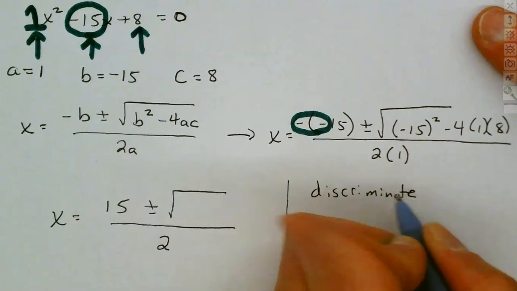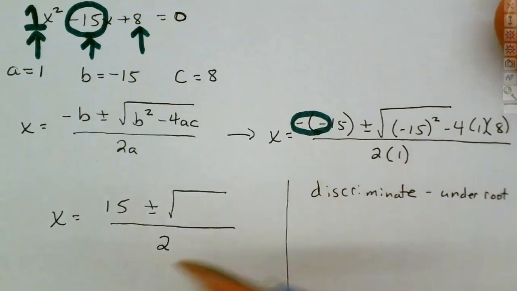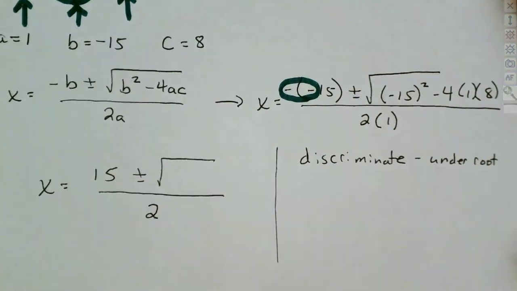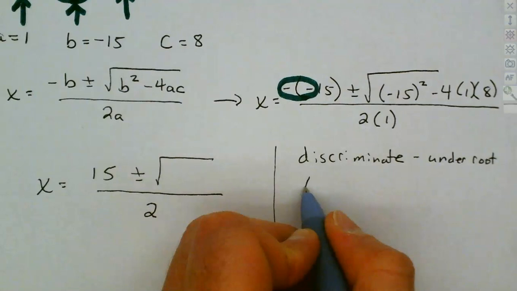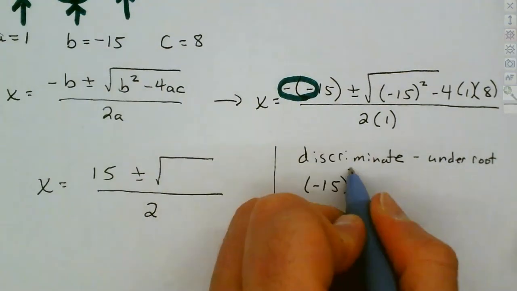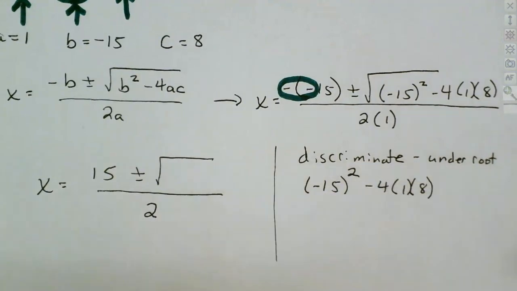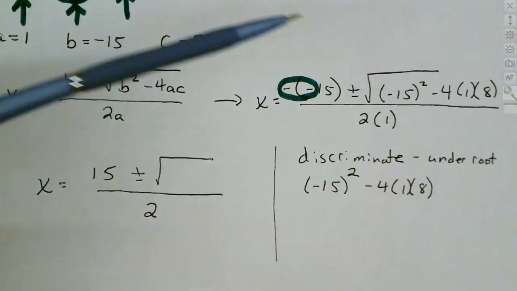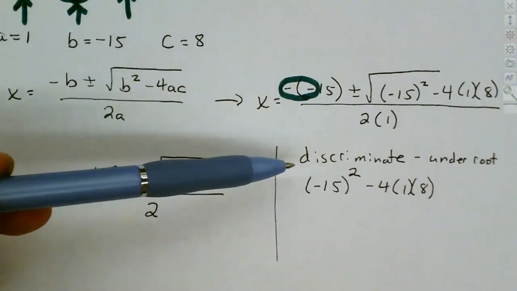What is the discriminant? The discriminant is what's under the root. So the discriminant is everything that's underneath that square root. And in this case, what do we have? We've got a minus 15 squared. And then we have a minus 4 times 1 times 8. So here's how you do it. You write up your formula. Plug your pieces in. And then I clean it up a little bit here. So double negative, made that positive. 2 times 1 is 2.